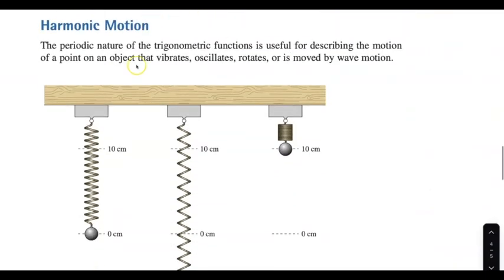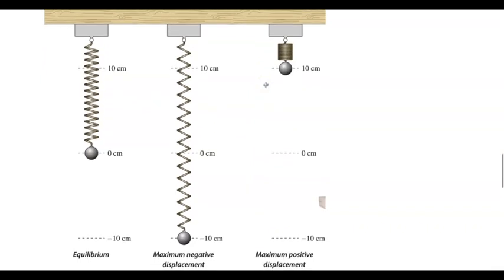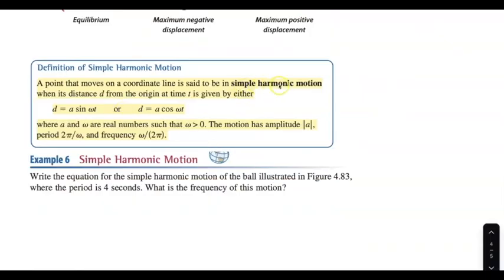Okay, one last type of problem. Harmonic motion. Harmonic motion is just sine cosine motion. It's something that oscillates or rotates. In this ball example, you can see there's a center of 0, and then it goes up to 10, and it goes back down to 10. That's the amplitude. So it's going to keep on oscillating like this. That's harmonic motion. You can see here, a simple harmonic motion.